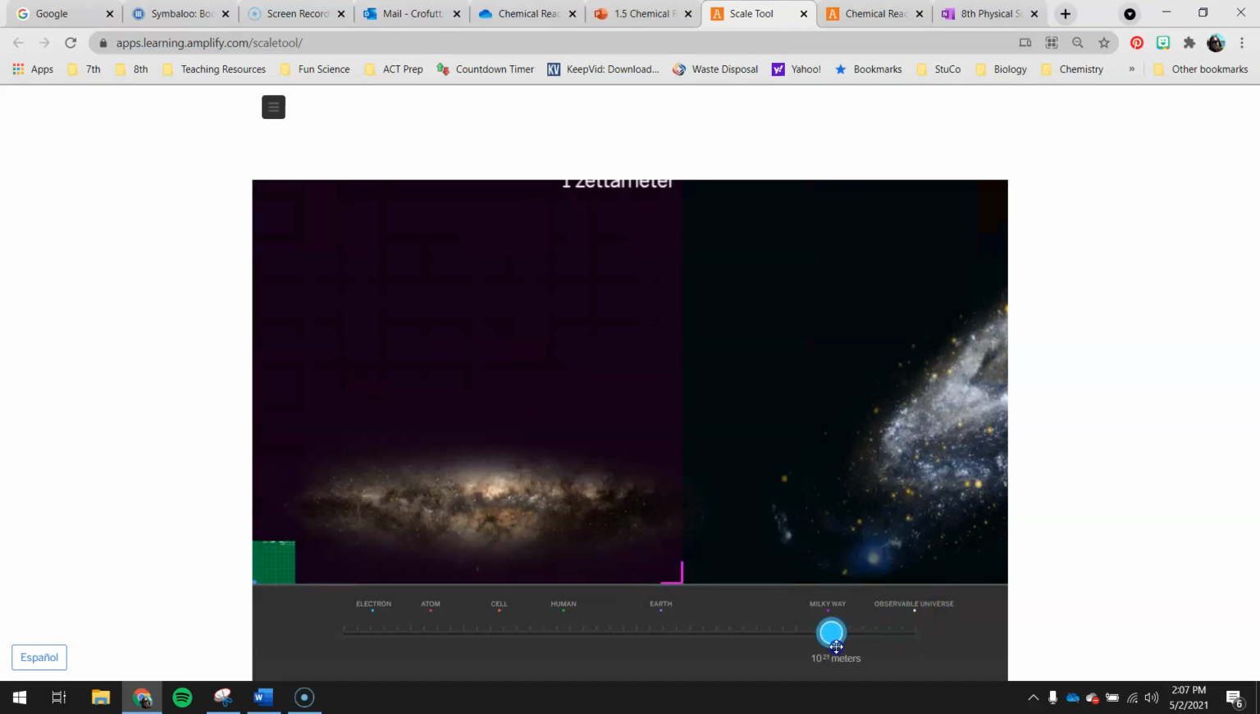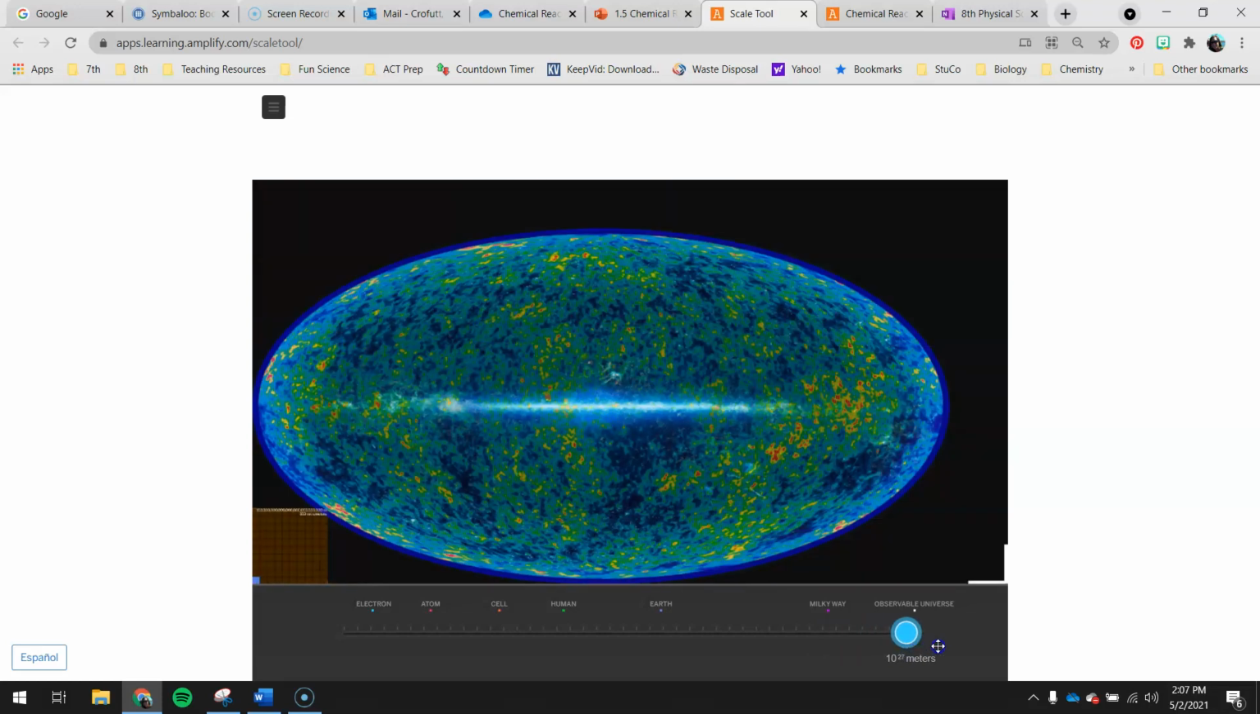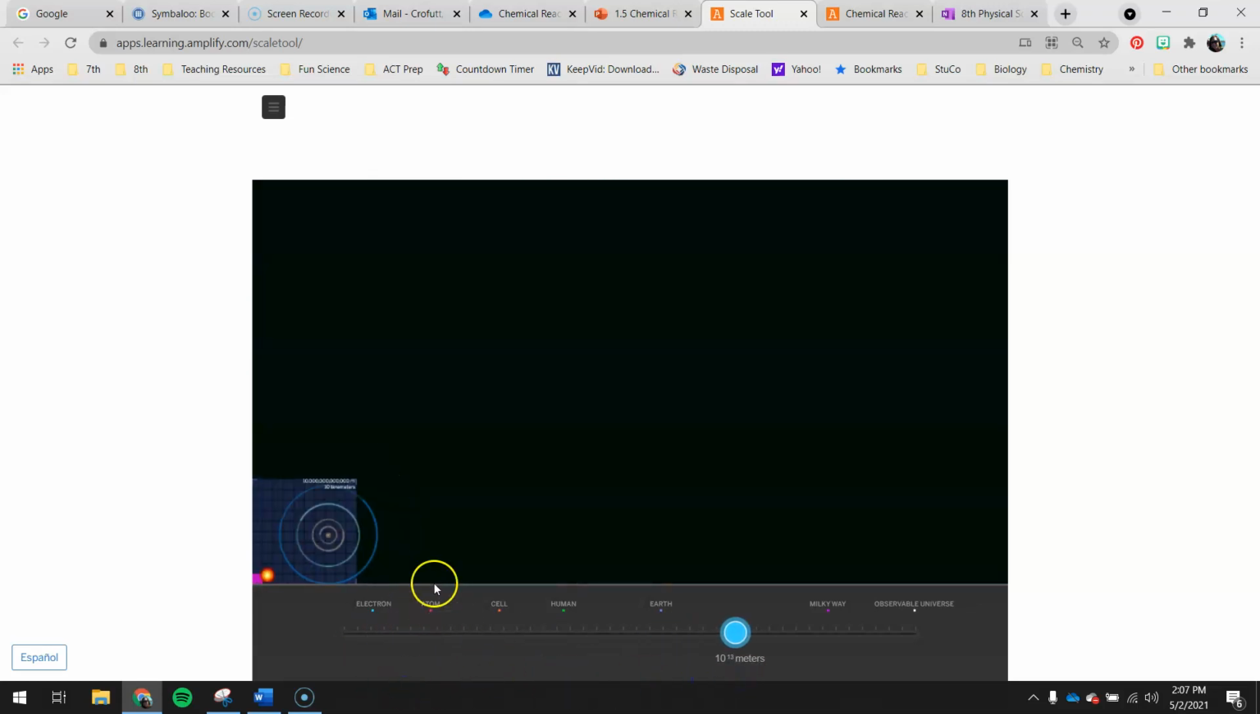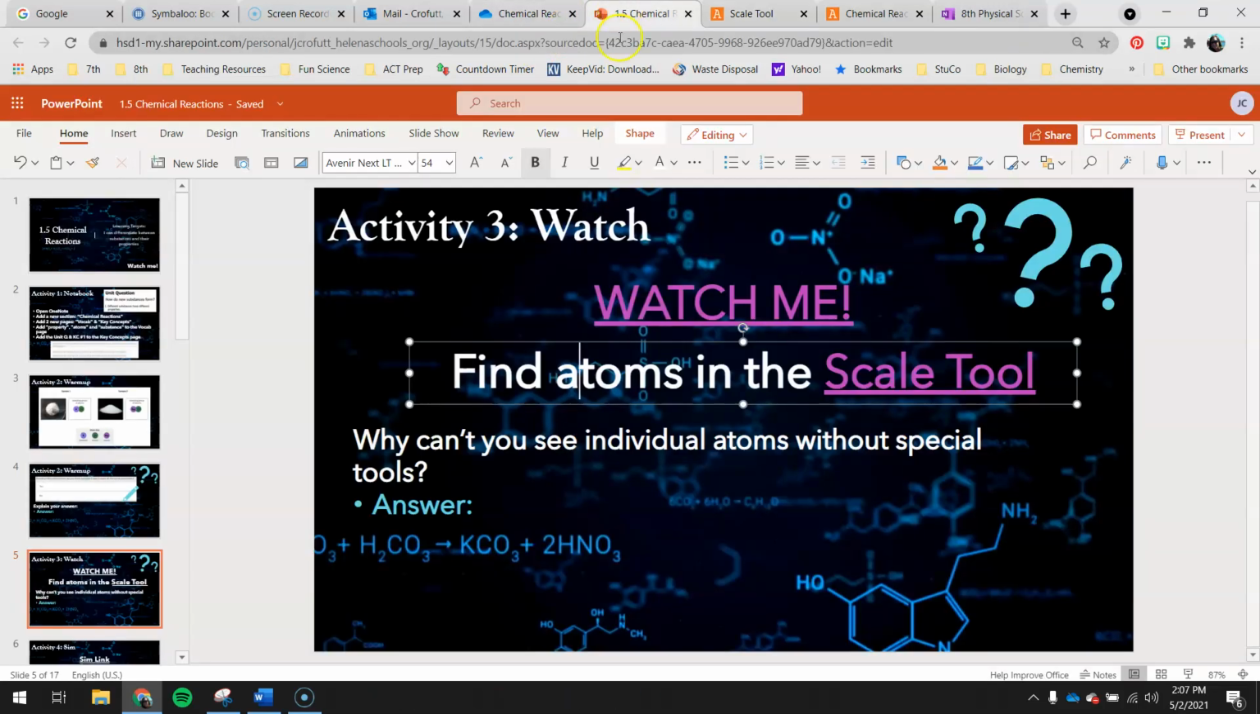Okay, there's the Milky Way. You can see how large that is compared to what we think is the universe. And so on and so forth until you have found an atom. A little hint, you can see it right there. All right, so go ahead and find atoms in the scale tool and compare how small it is to some other things that you know. And then answer this question: why can't you see individual atoms without special tools?